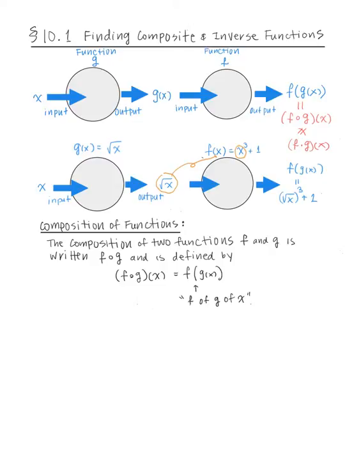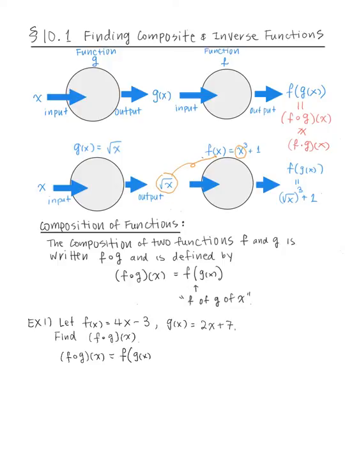Let's do some examples. Example number 1: let f of x be 4x minus 3 and g of x be 2x plus 7. Find f of g of x. Let me first start out with this formal definition. I'm going to start out with f of g of x, and the notation for that is f of g of x. So g of x becomes the argument of f of x.